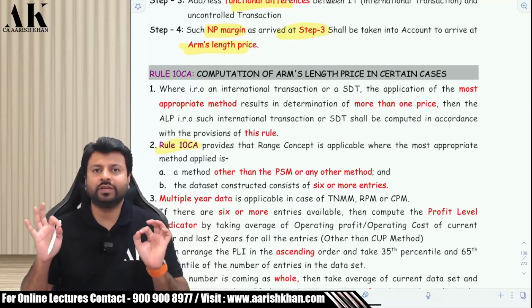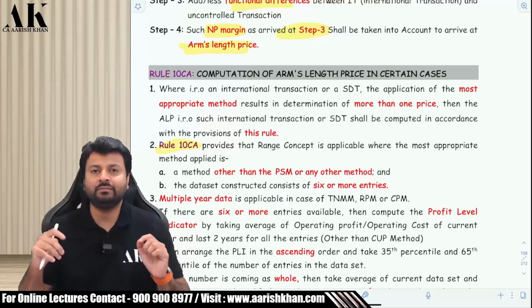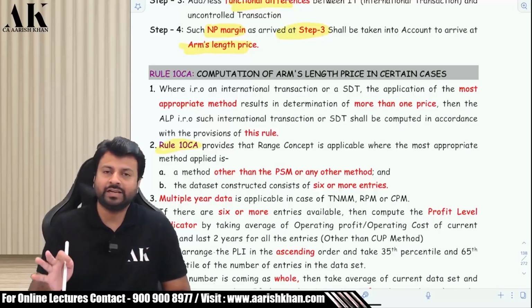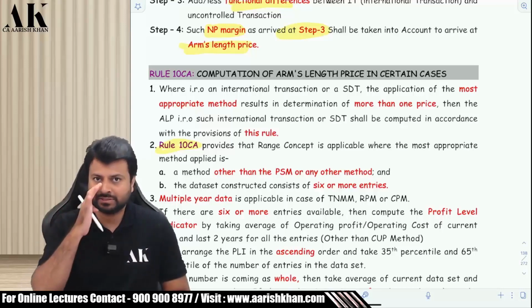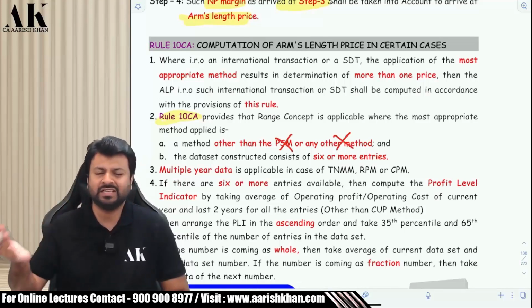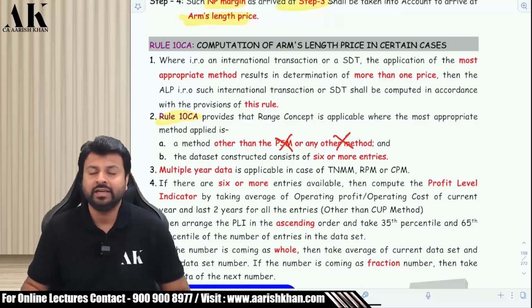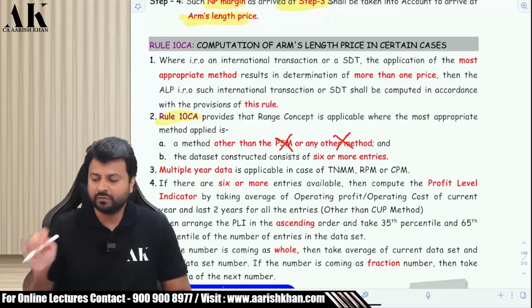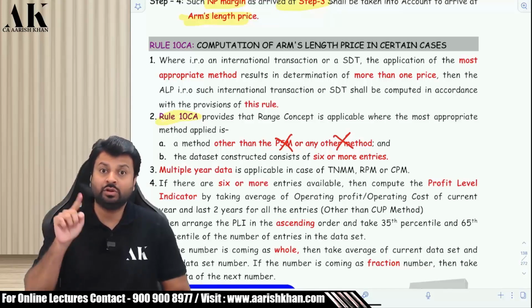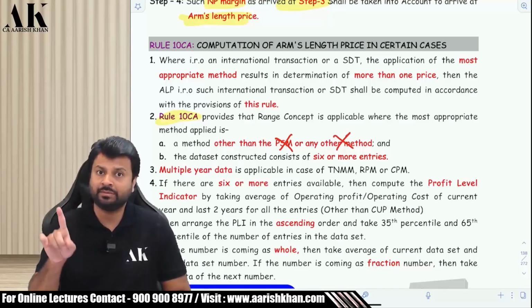First of all, keep it in mind, I will say once again: if there is more than one arm's length price, then you have to follow the range concept to identify your correct arm's length price. Now, the range concept is not applicable in some circumstances. First of all, it is not applicable for the profit split method, and it is not applicable for the sixth method, which is any other method that can be prescribed by CBDT. It means it is only applicable for the first four methods: the CUP method, the cost plus method, the resale price method, and the transaction net margin method. It is not applicable for PSM. It is not applicable for the other method.